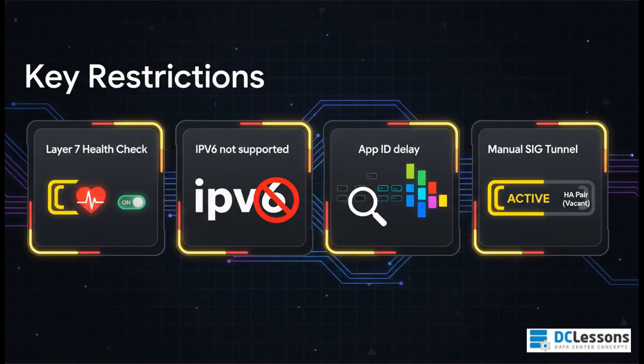Number 3, just a reminder of what we talked about with DPI, the magic happens after the first few packets of a new connection. And finally, number 4, if you set up a manual SIG tunnel and you don't give it a high availability buddy, the system just assumes it's good to go as long as the interface is up, no matter what the actual quality is. So be careful with that.